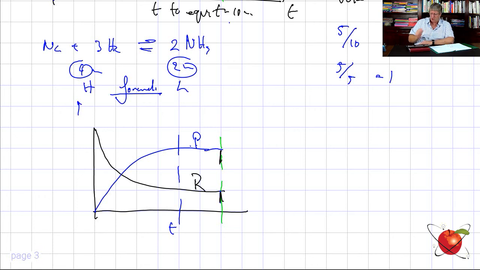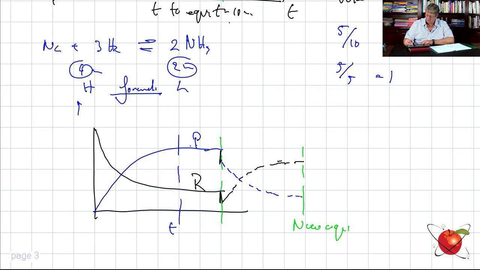Okay? So I've dropped it. So it means I'm going to start using up product now, aren't I? My product is actually going to drop, and my reactant is going to increase, like so. And yes, I get to a new equilibrium over there at that point. So that is the graph of a pressure change.